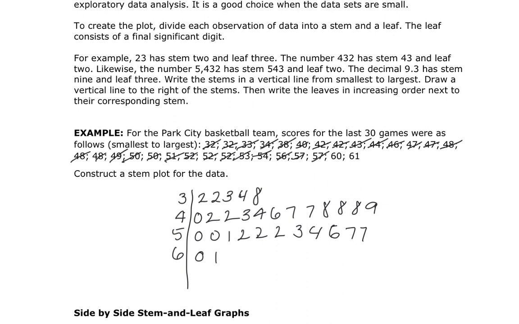Now you can see by the way it's presented, it looks like they're more likely to score in the 40s than any other value, although the 50s are looking pretty good as well. It's unlikely they're going to score in the 60s based on the data that we are seeing.